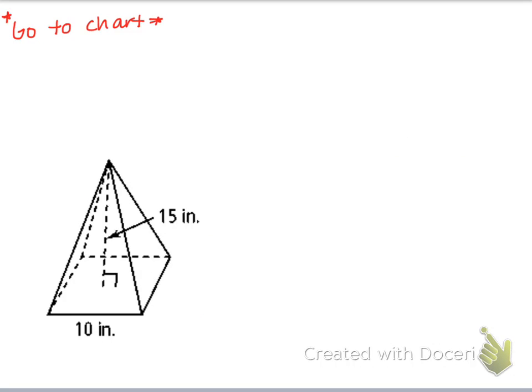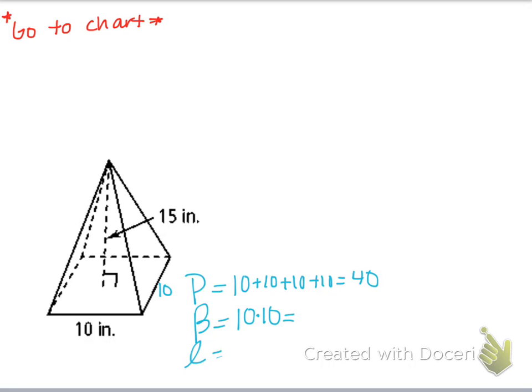So this one should be on your chart. First up, I need the perimeter. I also need the area of the base and the slant, or my outside height. So perimeter, it looks like it's a 10 by 10, so 10 plus 10 plus 10 plus 10, so 40. Area of the base is 10 times 10 because it's a square, so 100.